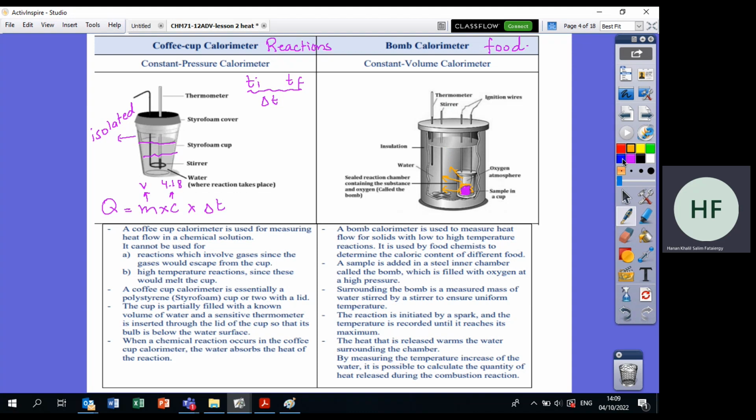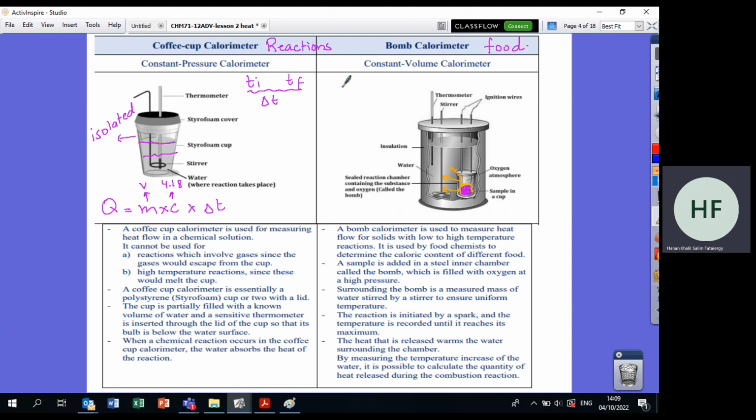So, as we said previously, we will record the temperature of water before we burn the bread and say this is T initial by using the thermometer. And then by using the ignition wires, we will burn the bread and the heat will be released. And then we will record the temperature as T final. And then we will use T final and T initial to calculate delta T. Okay, and the mass will be the mass of water in here. And the C will be 4.18 for water. And then we can calculate Q.